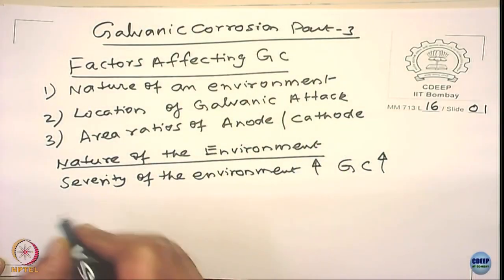Now, we can have a few illustrations to demonstrate how the severity of the environment influences this. I give two examples. One is corrosion in magnesium sulfate, which is a relatively mild environment, and corrosion in sodium chloride solution, which is a relatively severe environment. Take two metals, steel and zinc. If you look at the corrosion rate of these two metals in uncoupled and galvanically coupled conditions, you will see how the corrosion of zinc, which is more active, changes significantly if the environment becomes very severe. This is data taken from the Fontana book. You can just have a feel for it.